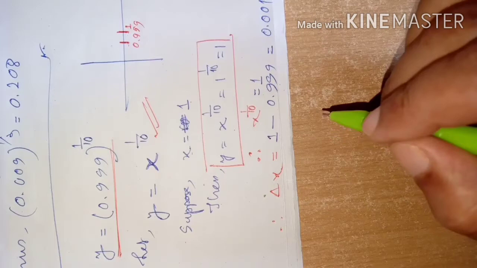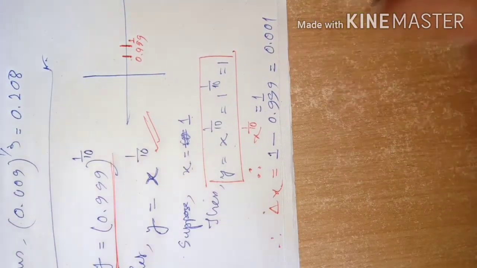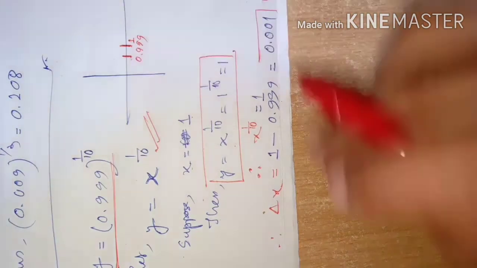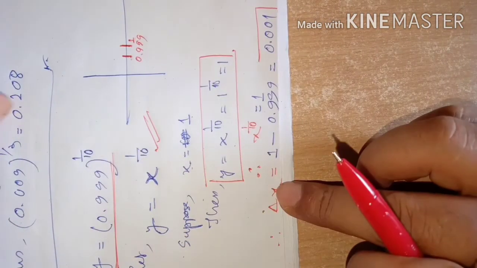0.001. Okay, dear students. So delta x is equal to 0.001. That is our next step. This step is also over. Delta x we found out. Now we will write down delta y. After that, dy by dx.